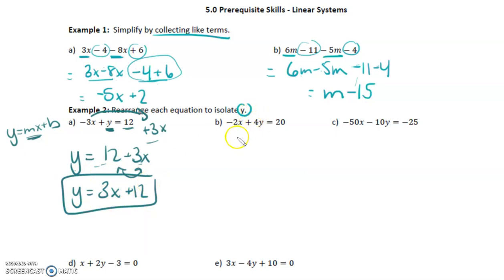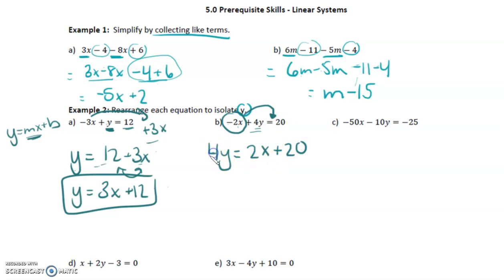Okay. Another way to do that is for b, we can take that negative 2x, and we can just put it in front of the 20, and that's fine as well, instead of doing the two steps. So let's do that, because we're trying to isolate for the y. So leave the 4y on the left-hand side, and the negative 2x becomes 2x, and then plus 20.